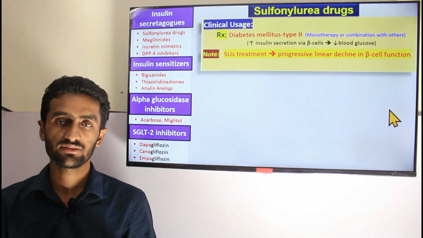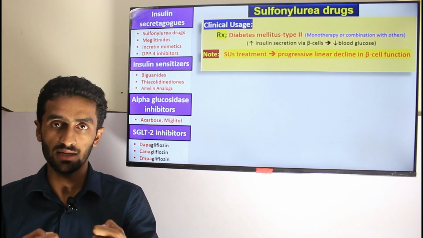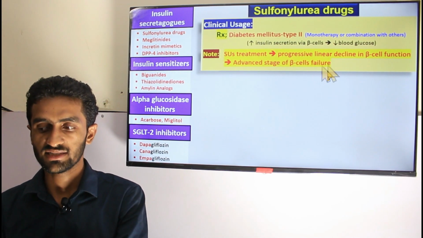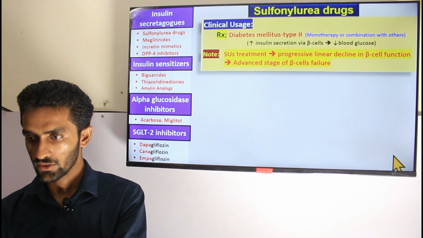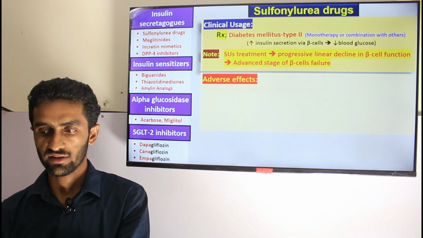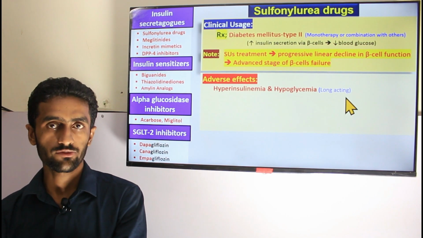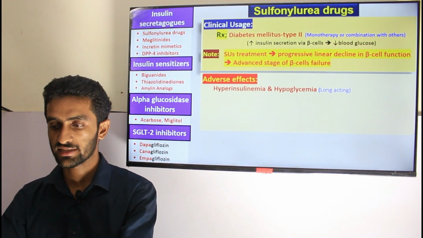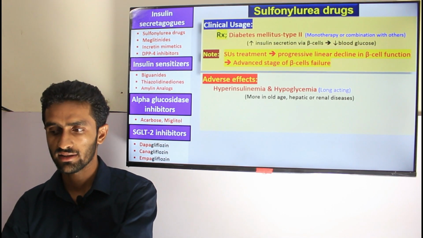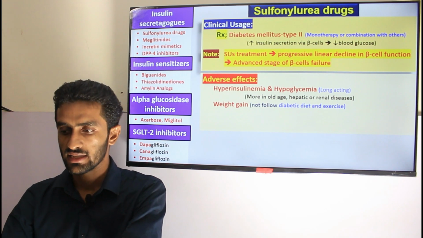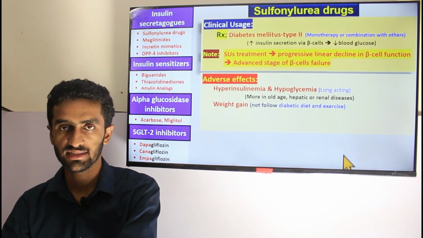Because you are using more and more pancreatic beta cell, it means you are exhausting the beta cell. Okay, in the advanced stage, there will be failure of the pancreatic beta cell. And the other important adverse effects are hyperinsulinemia and hypoglycemia, especially with the long acting. Okay, it's understandable. Especially in older patients, and in hepatic or renal disease patients. And weight gain, if they do not follow the diabetic diet, or you can say exercise.